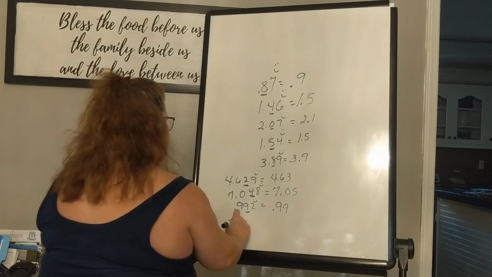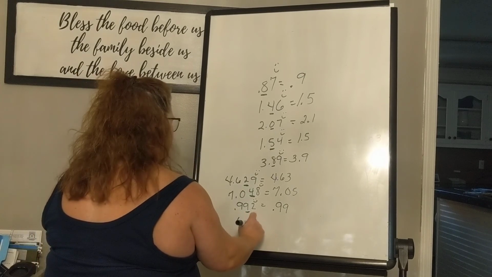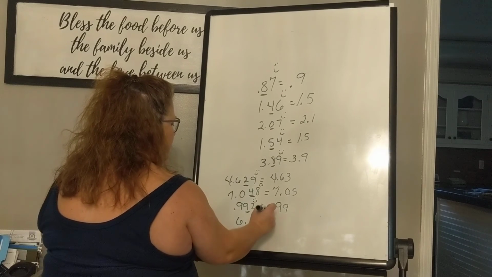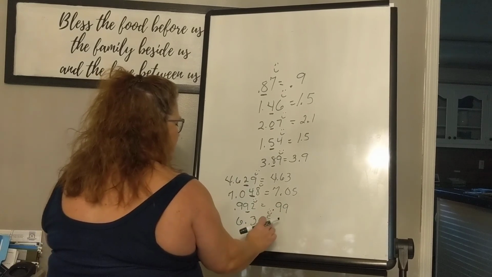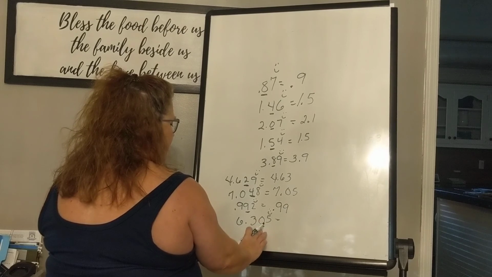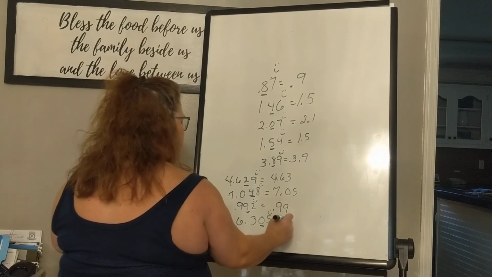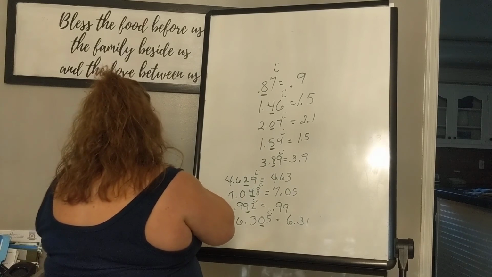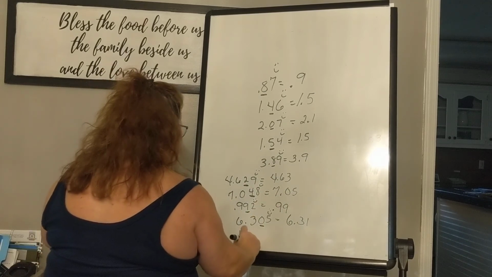Letter D, we have 6.305. Rounding to the nearest hundredth. Here's my hundredths. Here's my looker. It's 5 or above, so I add 1 to the digit that's underlined, so it'll be 6.31.